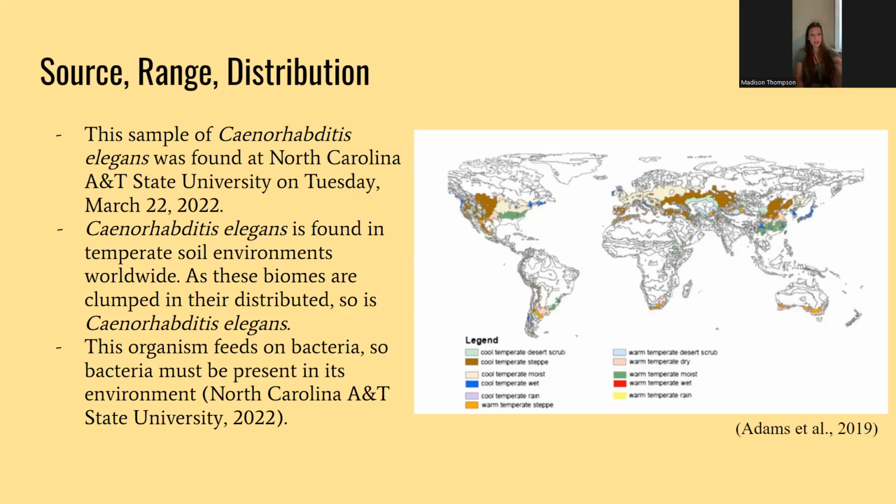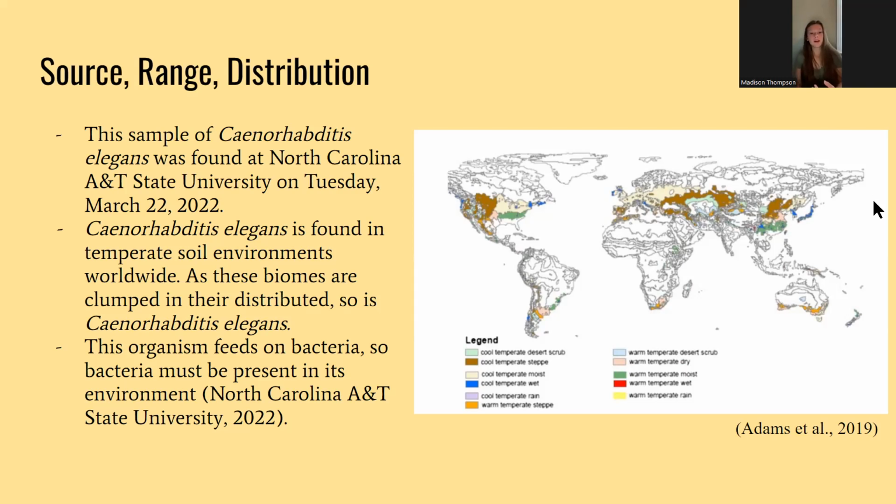This sample of C. elegans was found at North Carolina A&T State University on Tuesday, March 22nd, 2022. And that's here in this green area. So it was found synthetically because it's not quite covering North Carolina in the area that it was found. So this was in a laboratory setting.